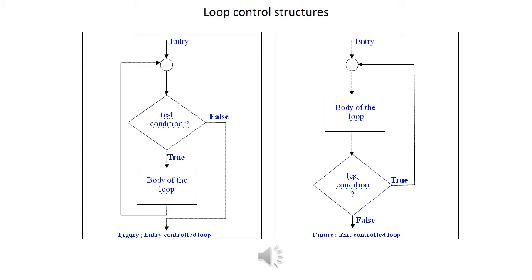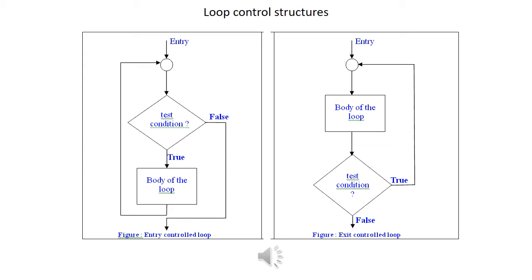Now, the entry control loop is also called a pre-tested loop. In this loop, first the condition is checked. If the condition is true, then only the body of the loop will be executed. Now, the body of the loop is the set of instructions to be executed within the loop.